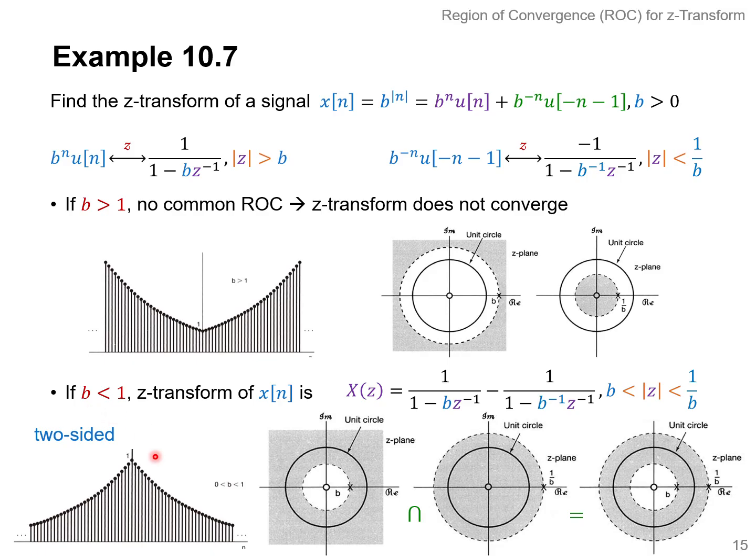If B is smaller than 1, the two ROCs overlap between radius B and radius 1 over B. So the Z transform converges in that ring. The ROC is the region between the two circles. So when B is smaller than 1, the Z transform converges, and the ROC forms a ring in the Z-plane.